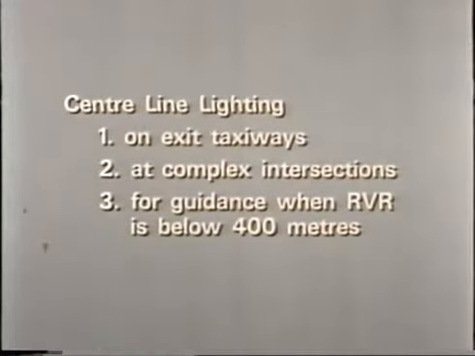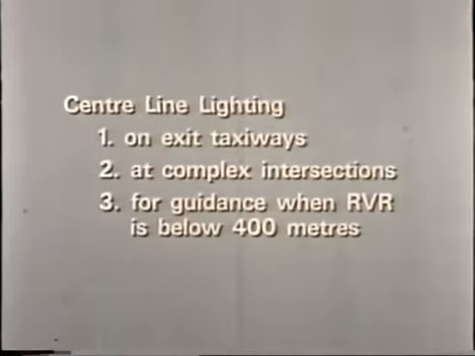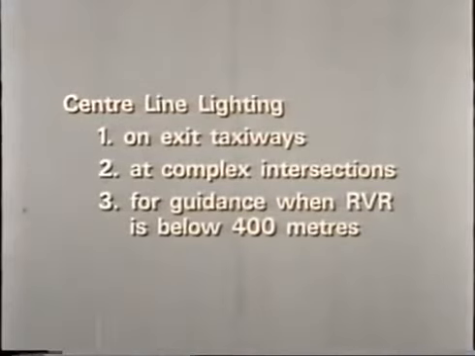Taxiway centerline lighting may be used instead of edge lighting or in addition to it. To distinguish centerline lighting from edge lighting, green lights are used on the center line. There are some circumstances when centerline lighting is particularly needed: 1. On exit taxiways. 2. At complex intersections. And 3. For guidance when operations are planned in runway visual ranges below 400 meters.